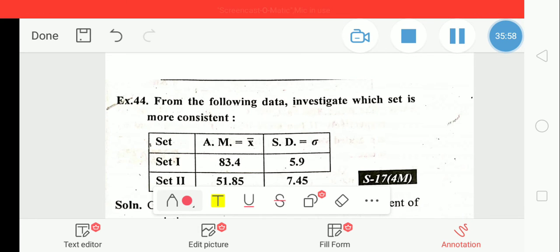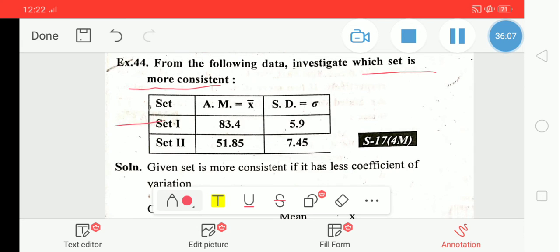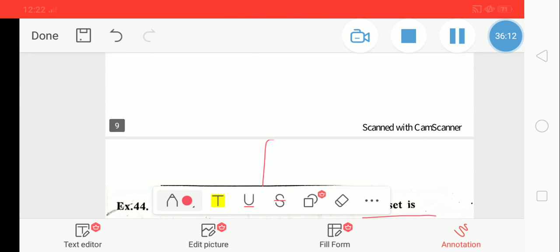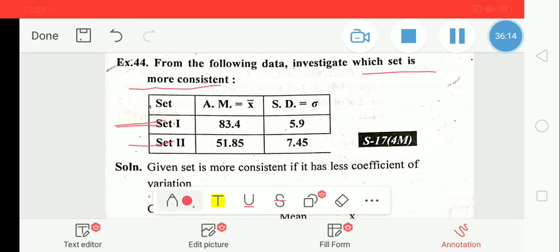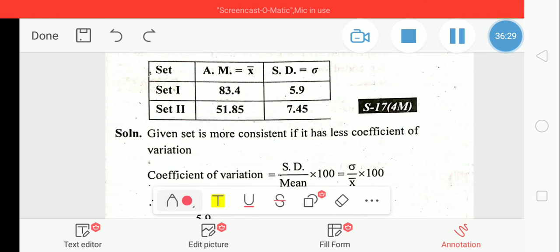From the following data, investigate which set is more consistent. Here also set 1 and set 2 are given. In the above example they were given vertically, here they are horizontal. Set 1 has mean x bar and standard deviation 1, and set 2 has its mean and standard deviation 3. Here also the same: the set is more consistent if it has the lesser coefficient of variance.